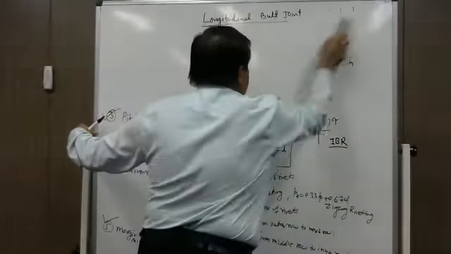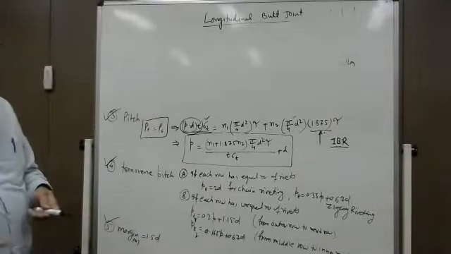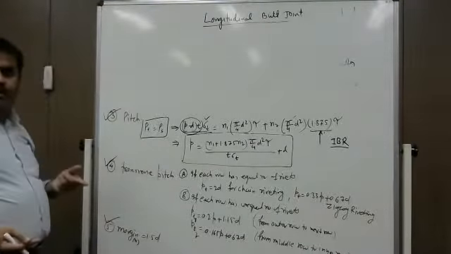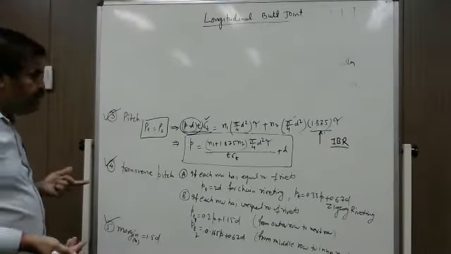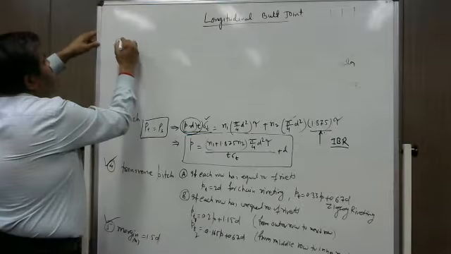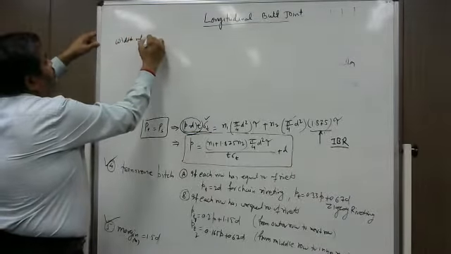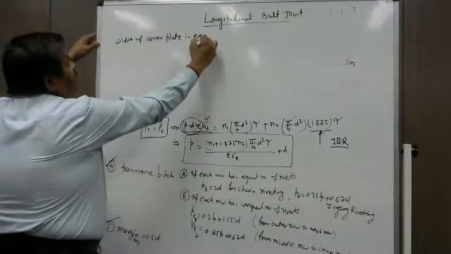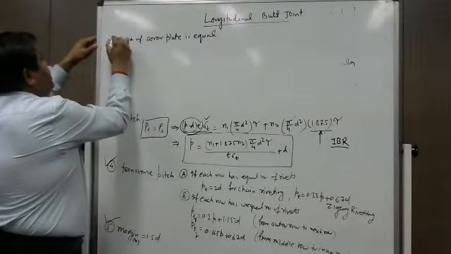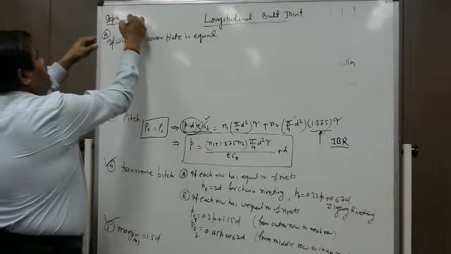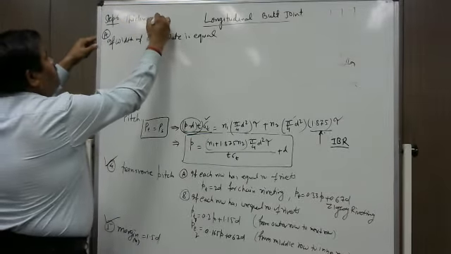Now I am moving to the last step, that is the thickness of the cover plate. Because it is a butt joint, we have to use a cover plate. A cover plate can be used at the top or at the bottom or at both places. Let the width of the cover plate be equal. This is the first case. This is step number 6, thickness of cover plate.